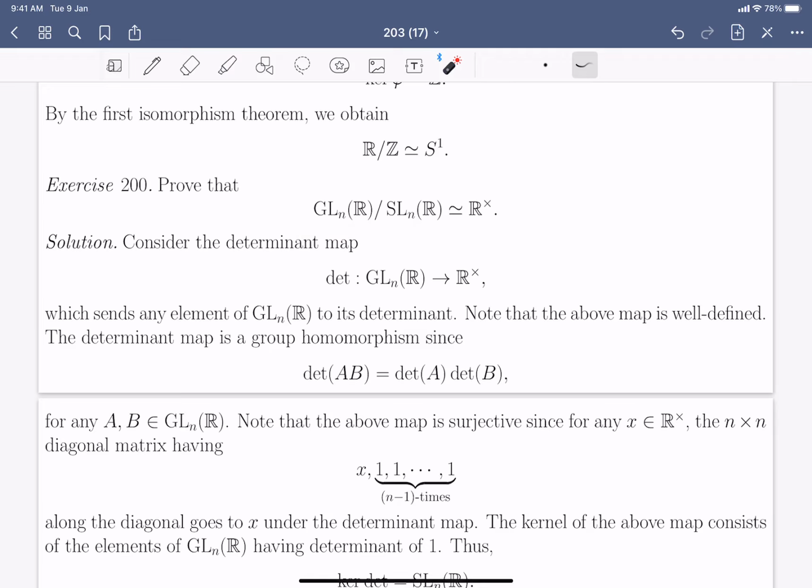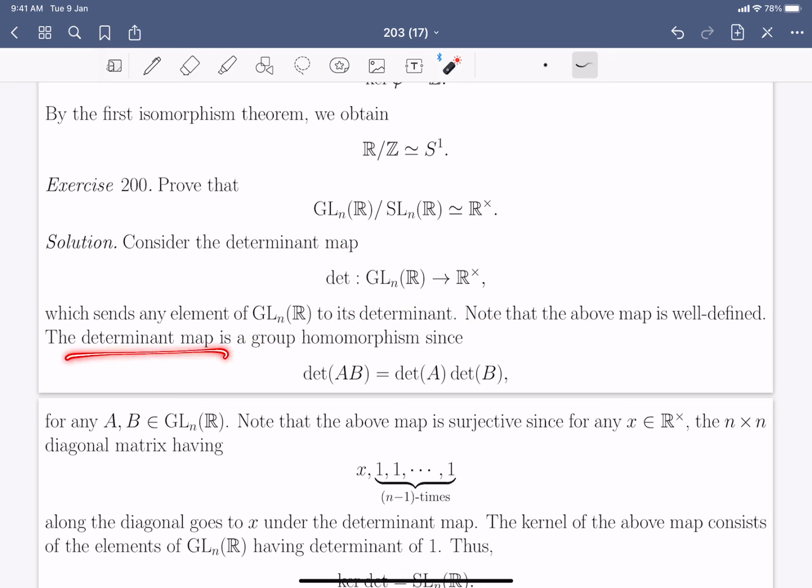Before getting into what I am going to describe, just pause this recorded lecture and try to show that SLnR is a normal subgroup of GLnR. Anyway, let's look at the determinant map from GLnR to R cross, which sends any matrix of GLnR to its determinant. This map is certainly well defined.